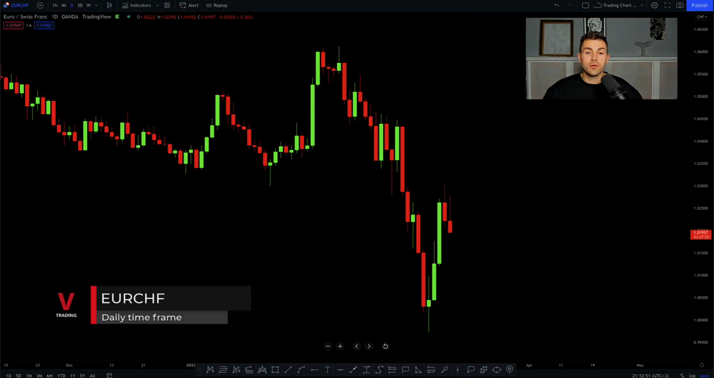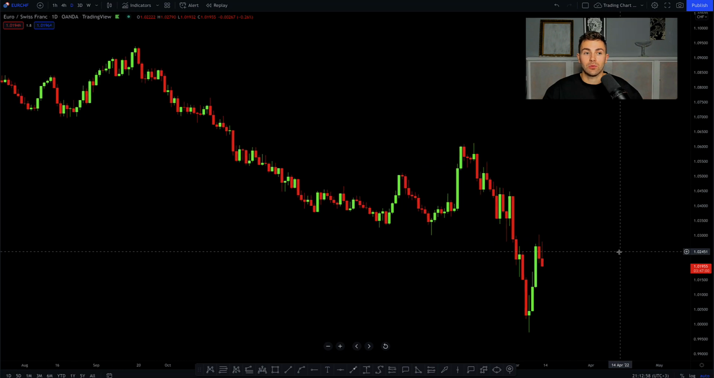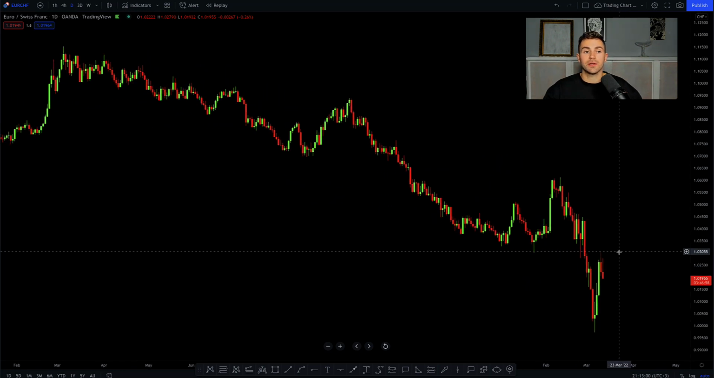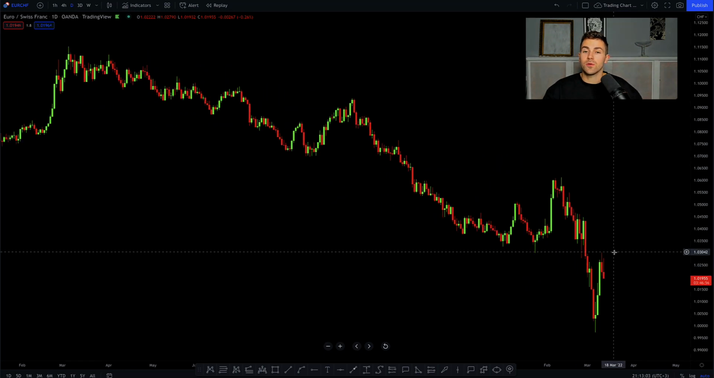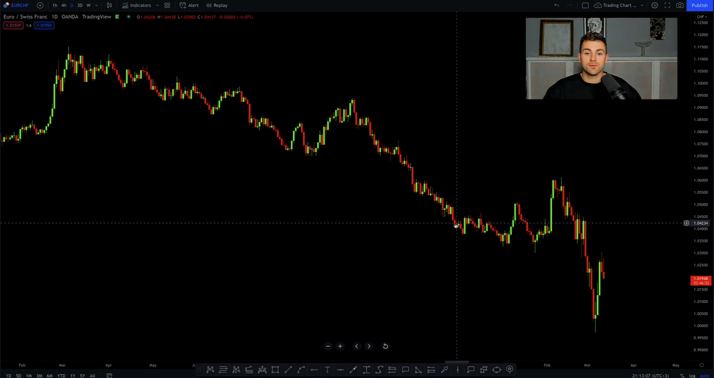Alright traders, I wanted to analyze with you Euro Swiss pair. What I like about this pair is the fact that on a daily time frame the market is trading in a very strong bearish trend. Yes, you can see that for a quite long period of time the market is falling sharply.